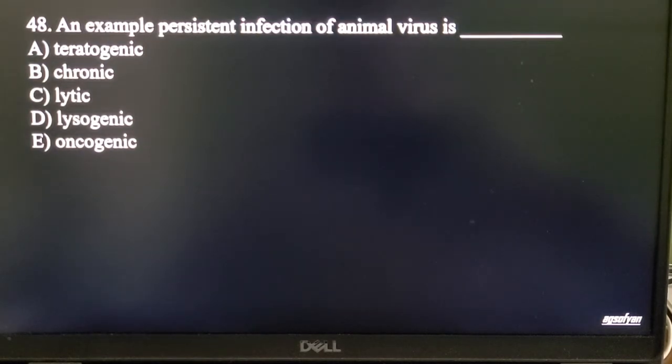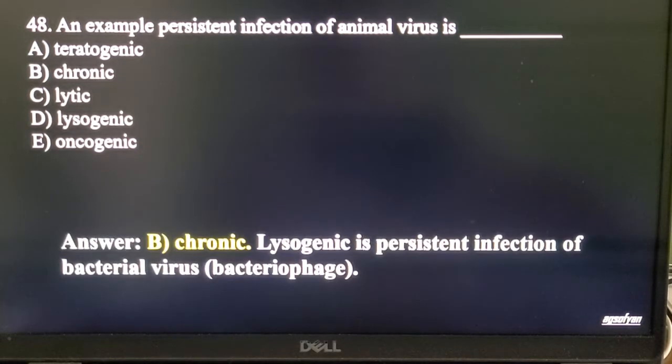Number 48. An example of persistent infection of animal virus is A, teratogenic, B, chronic, C, lytic, D, lysogenic, and E, oncogenic. Choose your answer. Yes, the answer should be chronic. Teratogenic is causing damage in the embryo. Lytic is acute, not persistent. So lytic is an acute type of infection.